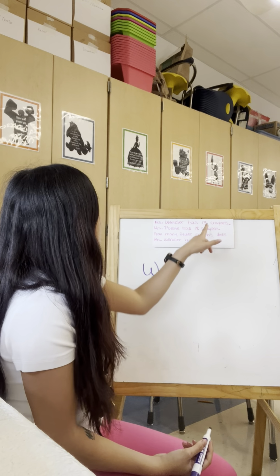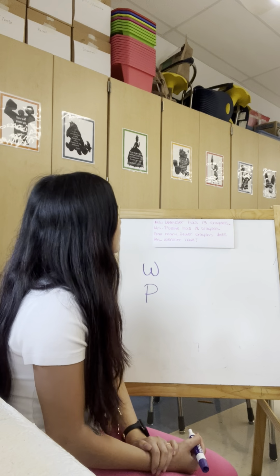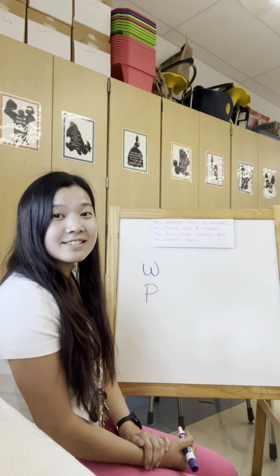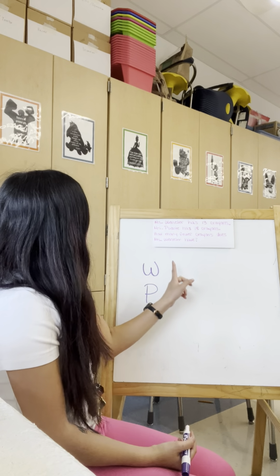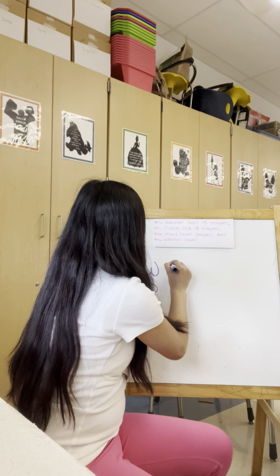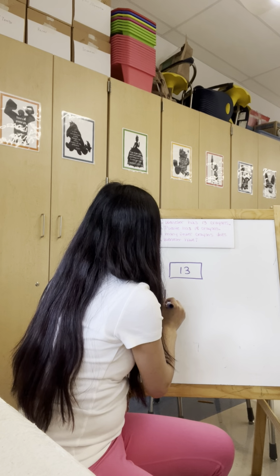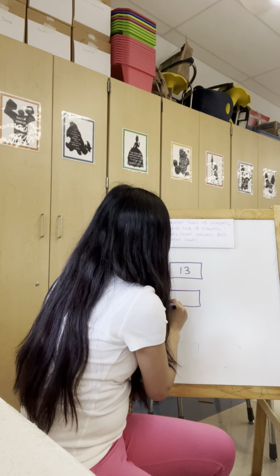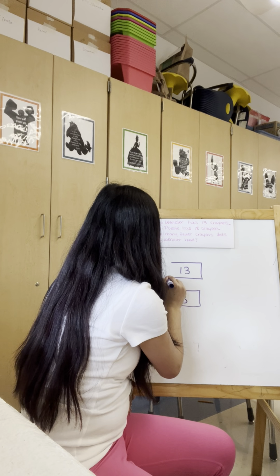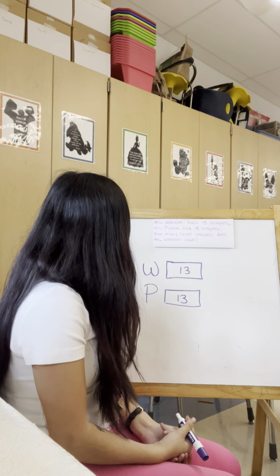Miss Wentzler has 13 crayons. Miss Puente has 18 crayons. I know that they both have at least 13 crayons, so I'm going to put a 13 in both of their tapes. So Miss Wentzler has at least 13, and Miss Puente has at least 13. Again, try to make them roughly the same size because they're the same number.